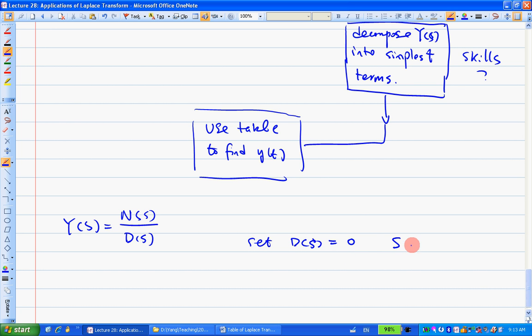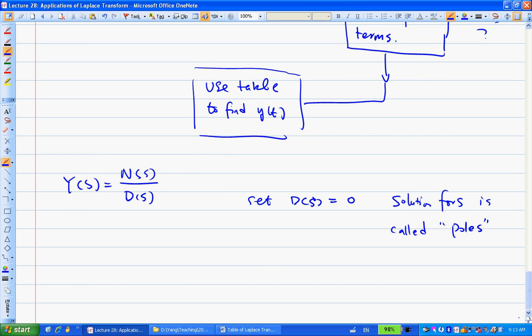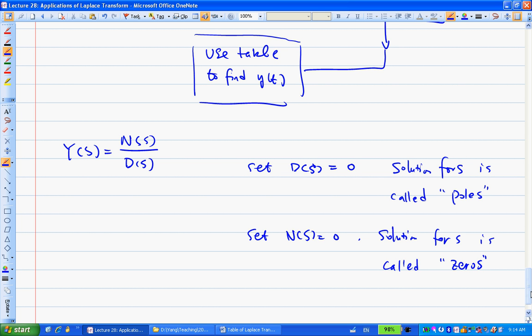The solution for s here is called poles. So this is a new concept. And when you set N of s equal to 0, the solution for s in this case is called zeros. Those are concepts in control systems and digital filter design. So poles and zeros, like this.